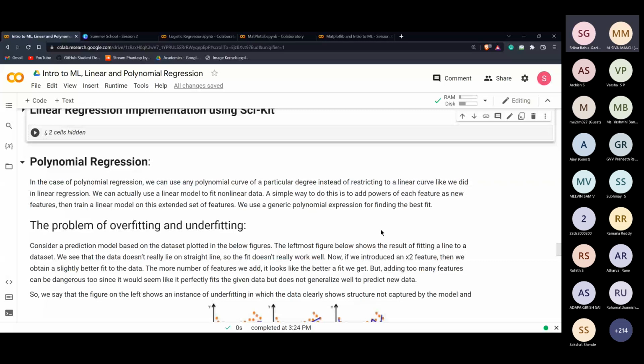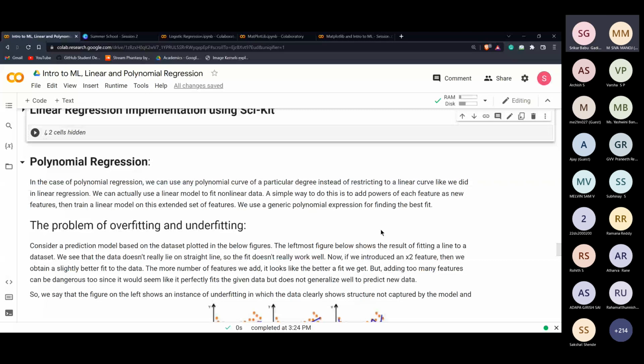Okay, let's move on. Polynomial regression. What we have done till now is linear regression. Linear regression is where we try to fit a linear curve through a data set. What we are trying to do in polynomial regression is fit a polynomial curve of a particular degree, which we'll decide based on some problems that occur in polynomial regression. In order to handle these problems, we decide upon a particular degree and work with that curve. First, let's see what these problems are. The problems are overfitting and underfitting.